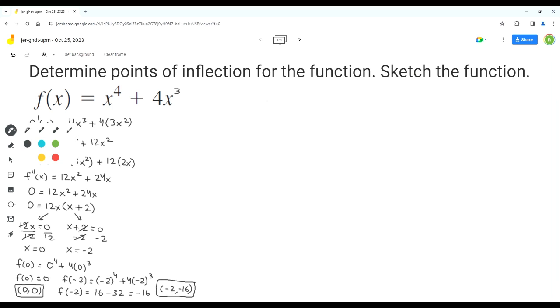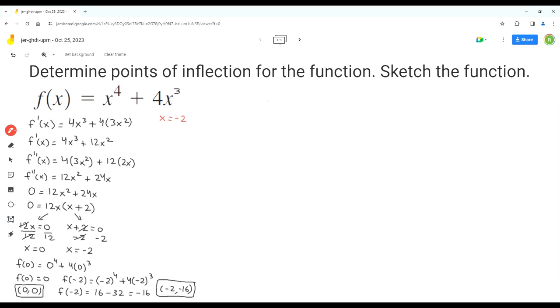So the first thing we can find is the change in the sign of the second derivative on the left side and the right side of these inflection points, so that we'll know whether the curve is concave up or down. So let's start with x equals 0, or we can start with x equals negative 2, so left side.